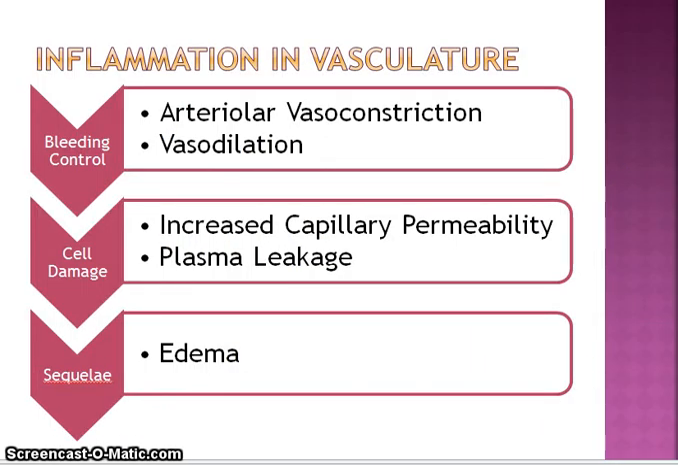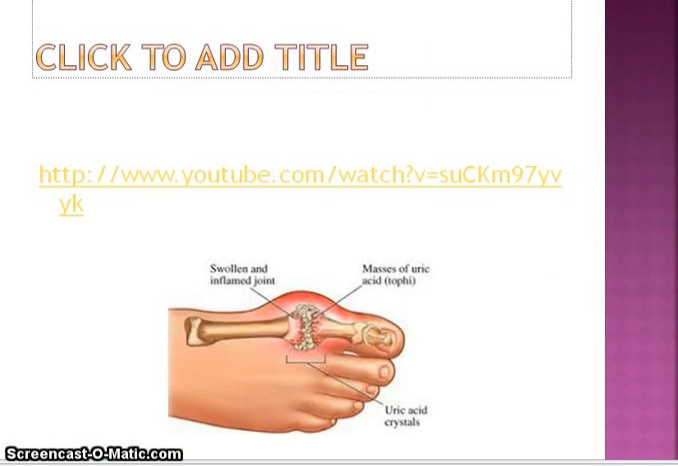Right, inflammation in the vasculature, just to sum it up. So first we see our arterial vasoconstriction, followed by vasodilation, that's to control our bleeding, right? Next we see cell damage. So this is where we have an increase in capillary permeability, which leads to plasma leakage, and because of that our sequela is edema. Alright, here's a video. If you'd like to see a further explanation, you can click on the link in the PowerPoint to watch it regarding inflammation.